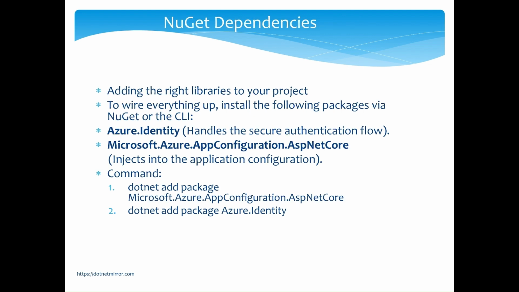To wire all this up, we only need to pull two packages. First, Microsoft.Azure.AppConfiguration.AspNetCore. This provides the extension methods for our Program.cs file. Secondly, Azure.Identity, which contains the DefaultAzureCredential class we just talked about. Run these through your CLI or the NuGet package manager, and we are ready to code.